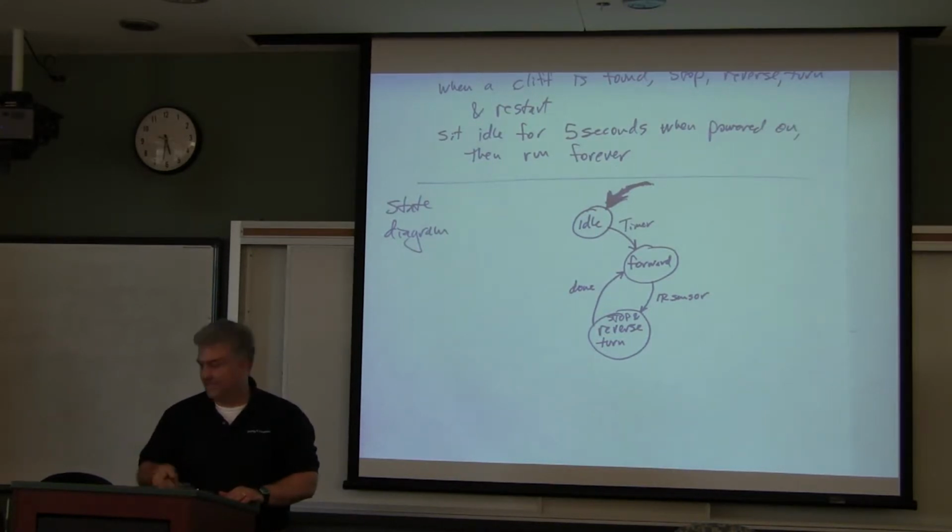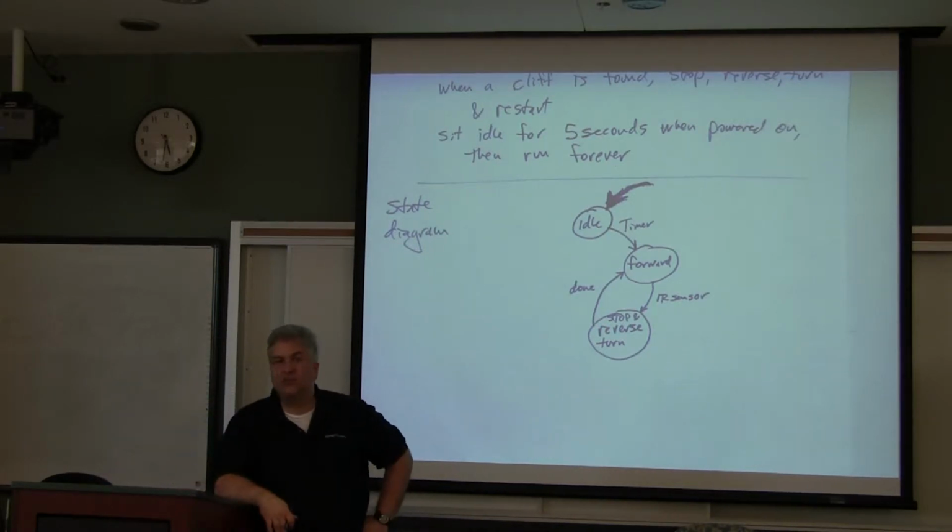If you wanted to make it more complicated, can't you do a top level state machine and then have a second one? And you can have multiple state machines, correct, if you want to make it even more complex.